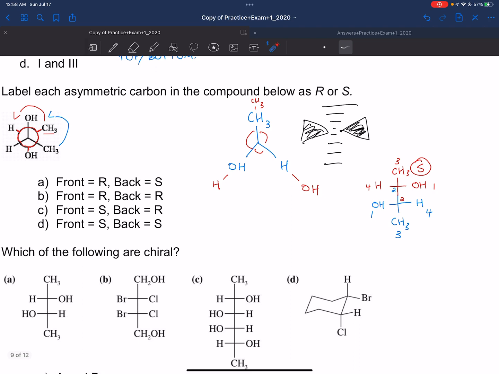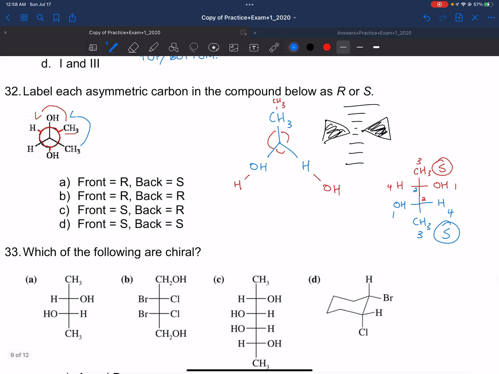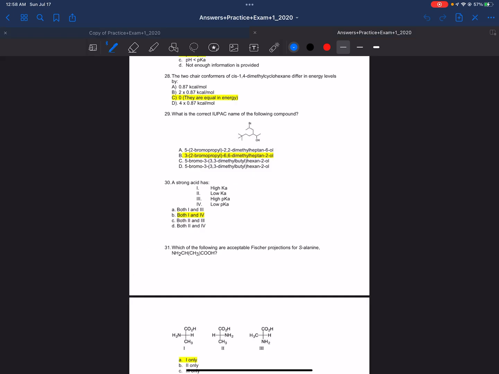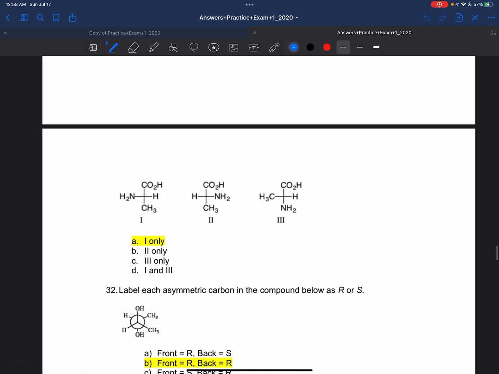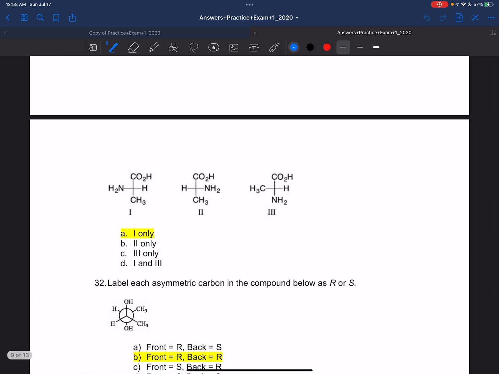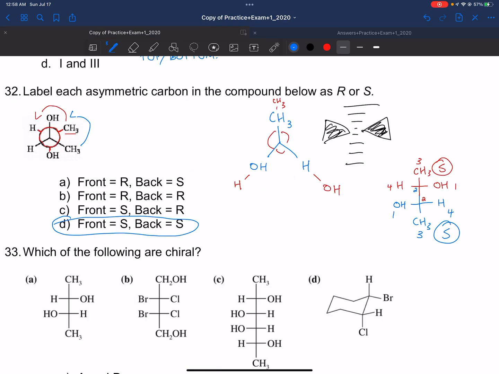So if we're drawing our arrow from 1 to 2 to 3, this is going to be going to the right, which would be R, but hydrogen is not on a hatched wedge, so this would be S. So this is S and S, and the answer should be D. And this is for 32. And the answer is B. What? The answer is B, RR. What the heck did I do wrong?